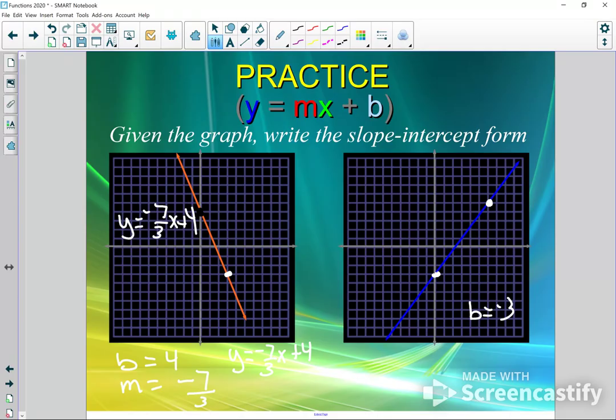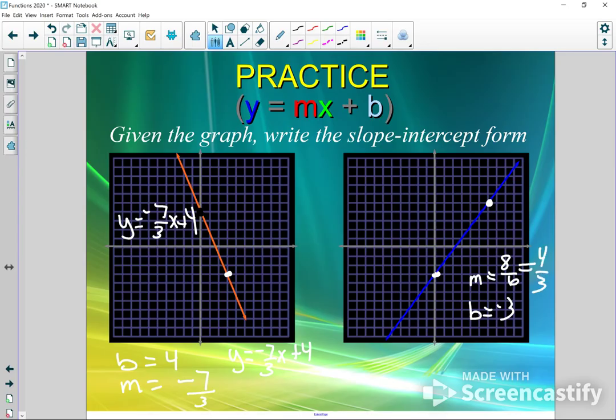Okay, so now I've got to figure out what's going on with my slope. I'm going up 1, 2, 3, 4, 5, 6, 7, 8. Up 8, so that's positive 8, and over 1, 2, 3, 4, 5, 6, over 6. That's 8 over 6. Does that reduce? Yes, it does. That reduces to 4 over 3.